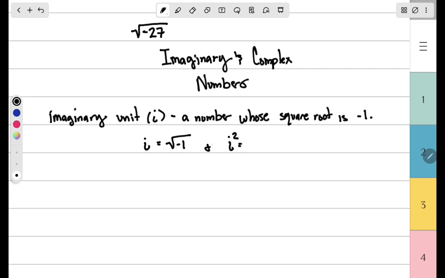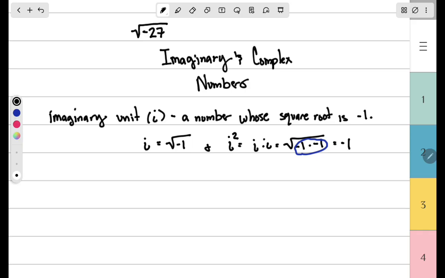So we said if i is the square root of -1, i squared is 2 i's, right? Which means i times i, or -1 times -1. And anytime you have 2 of something under a square root, that something can come out. So i squared is equal to -1. All right. So let's go back to that -27.